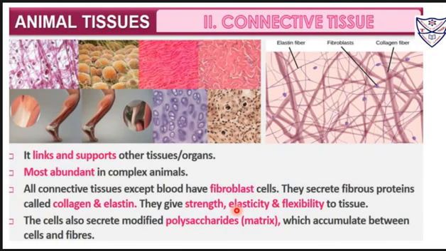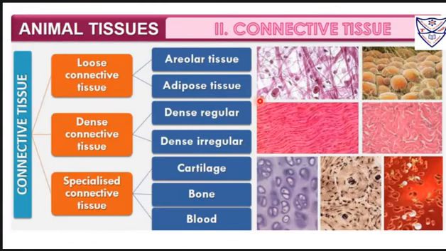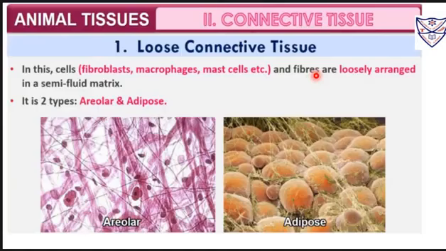The cells also secrete modified polysaccharides. This is what forms the matrix, which accumulates between these cells and the fibers. So the connective tissues can be classified into three broad categories: loose connective tissue, dense connective tissue and specialized connective tissues. Loose connective tissue would include the areolar and adipose tissue. The dense connective tissues will include dense regular and dense irregular tissues, whereas the specialized connective tissue would include cartilage, bone and blood.